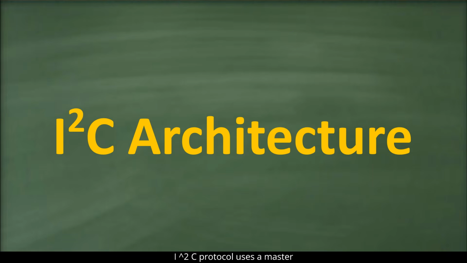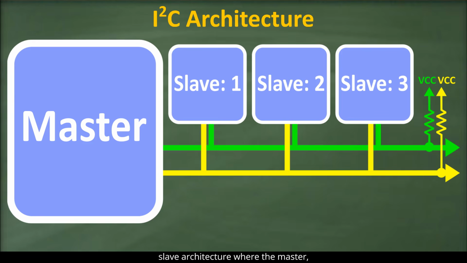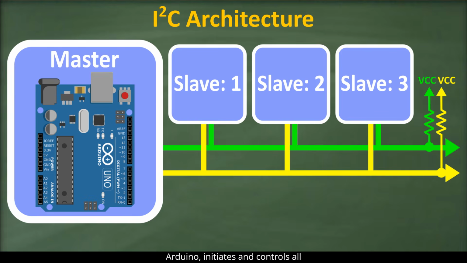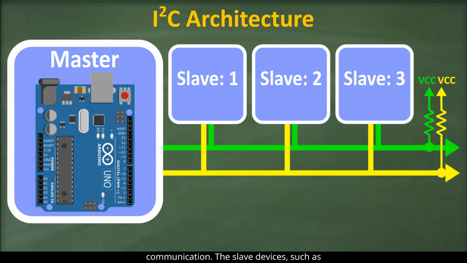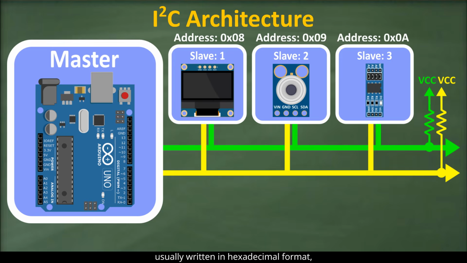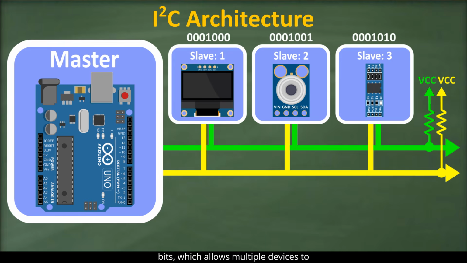The I2C protocol uses a master-slave architecture, where the master, usually a microcontroller such as an Arduino, initiates and controls all communication. The slave devices, such as sensors, displays, and memory modules, respond to the master's requests. Each slave on the bus has a unique address, usually written in hexadecimal format, typically 7 bits long, and sometimes 10 bits, which allows multiple devices to share the same two-wire bus without conflicts.